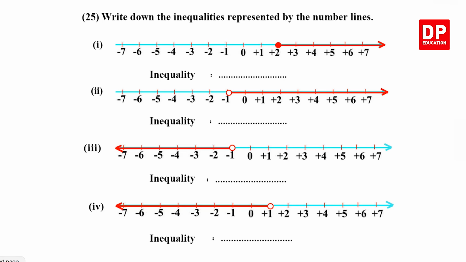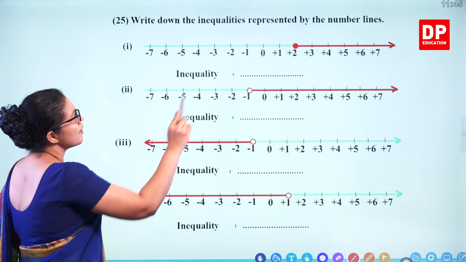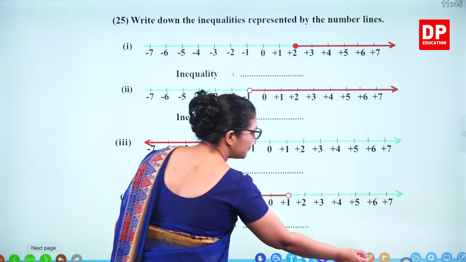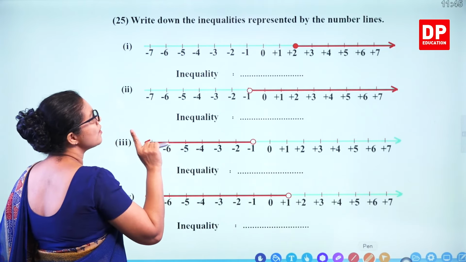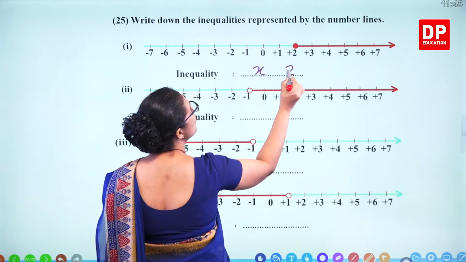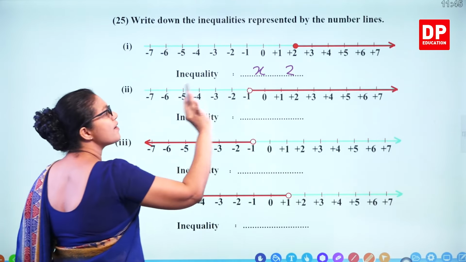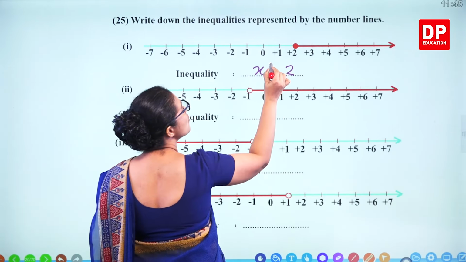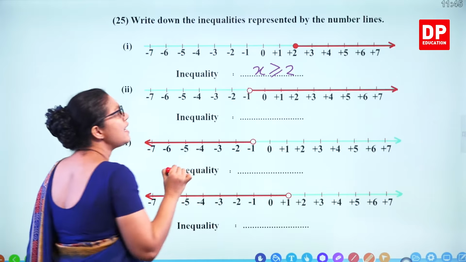Write down the inequalities represented by the number lines. A solid circle is there, so that means 2 is included. So we can write x and 2. This is towards the greater side, greater than. So x is greater than or equal to 2.